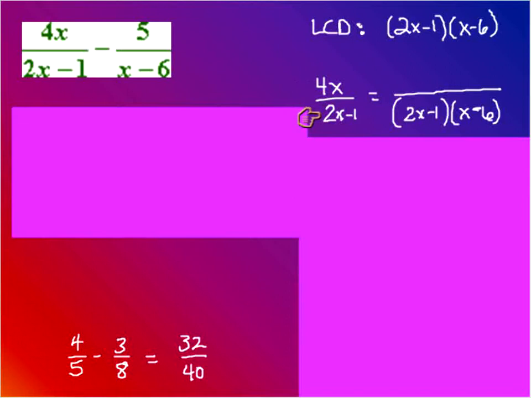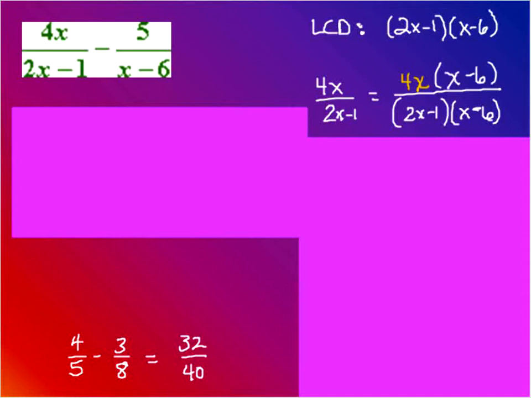So what do I multiply my old denominator by to get the new one? Or what am I missing? I'm missing the x minus 6. So I'm going to multiply my numerator by the x minus 6. So I will have 4x, which was my original numerator, multiplying the x minus 6.